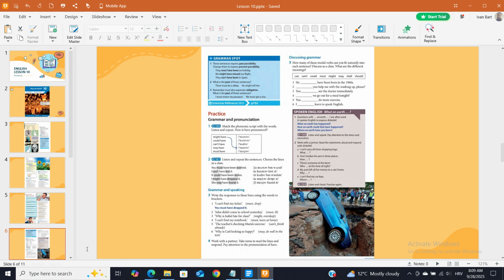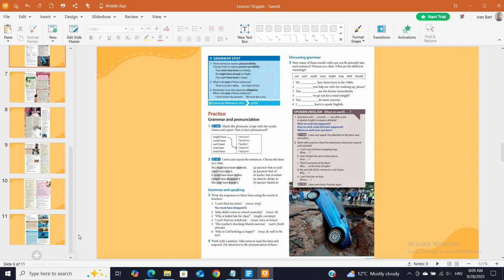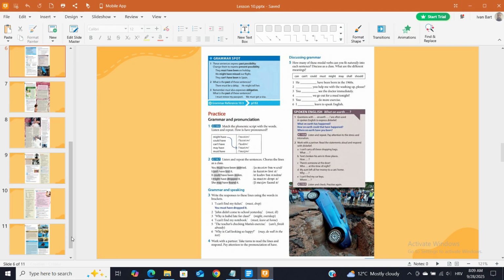They must have been on holiday. We might have missed our flight. They can't have been in Spain. 2. What is the past of these sentences? There must be a delay. He might tell her. 3. Remember, must also expresses obligation. What is the past of these sentences? I must renew my passport. We must get a visa. Grammar reference 10.3. Practice. Page 152.